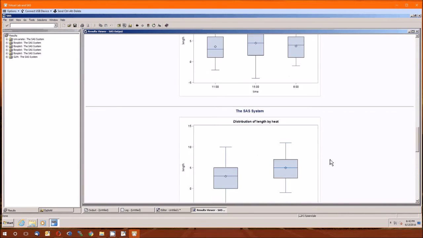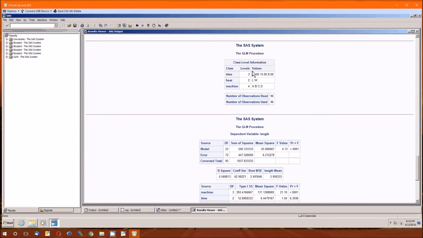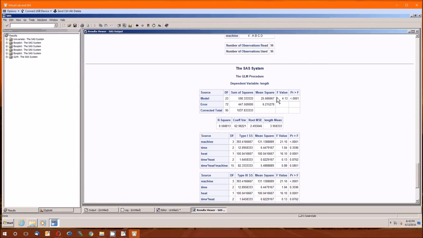Let's go all the way back at those. Okay, so there's the GLM procedure, three levels in time, two levels in heat, four machines, so that makes sense to me, 96 observations. This table is the top of table 10.9. Model, error, corrected total. Make sure all the numbers line up. P-value is less than alpha, therefore we reject the null hypothesis that there is no effect of heat and time and machine. So there is an effect of those three altogether.